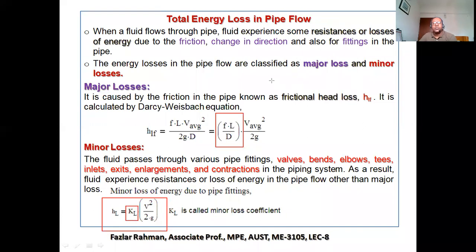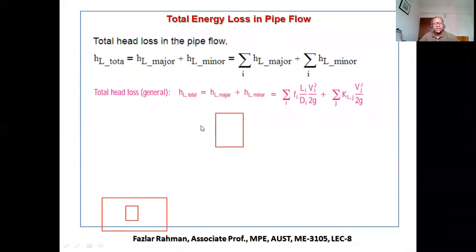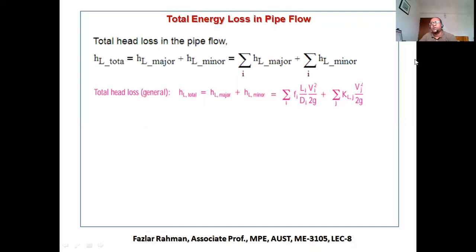Now, how will we get the value of KL? There are some charts. From those charts, you can figure out the value of KL. That one is mainly determined by experiment. Okay. So how many losses do we have in the pipe system? Two losses. So you just need to consider both. Major loss is the friction.